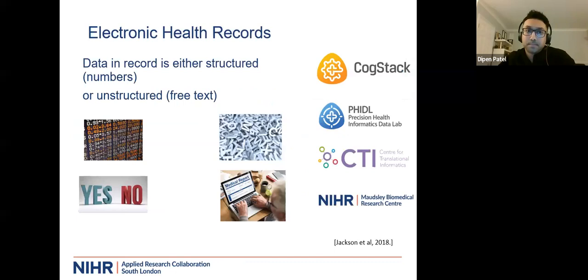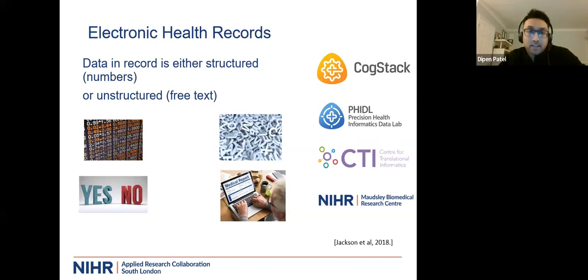So you heard Fiona talk earlier about Cogstack. Cogstack is a software platform which is able to read data within the electronic health record. And at its most simple level, data in electronic health records can either be a combination of structured data, so that's numbers, for example, blood test results, or unstructured data. So that could be free text.